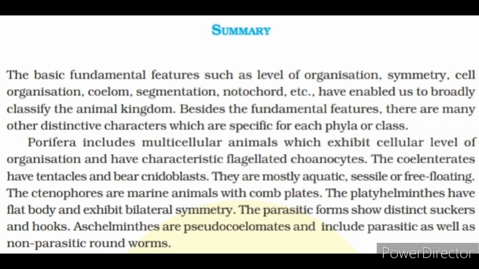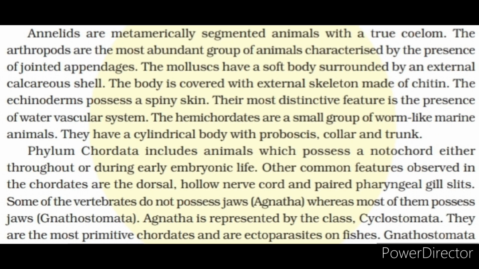The platyhelminths have flat body and exhibit bilateral symmetry. The parasitic forms show distinct suckers and hooks. Aschelminths are pseudocoelomates and include parasitic as well as non-parasitic roundworms. Annelids are metamerically segmented animals with a true coelom. The arthropods are the most abundant group of animals characterized by the presence of jointed appendages. The mollusks have a soft body surrounded by an external calcareous shell. The body is covered with external skeleton made of chitin. The echinoderms possess a spiny skin.